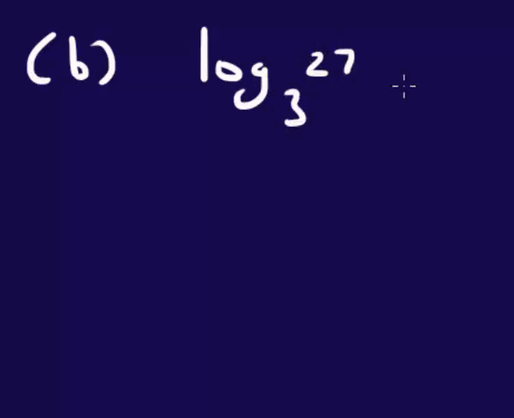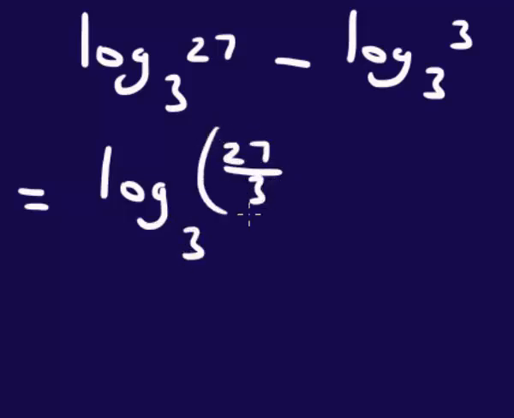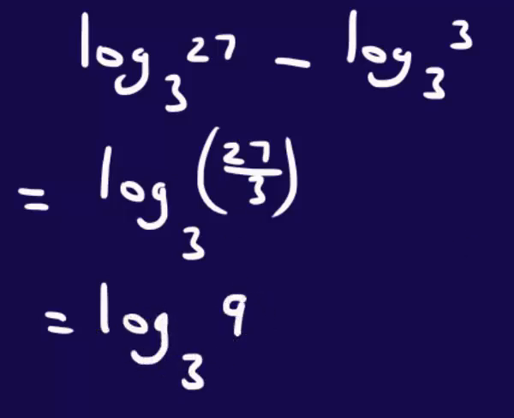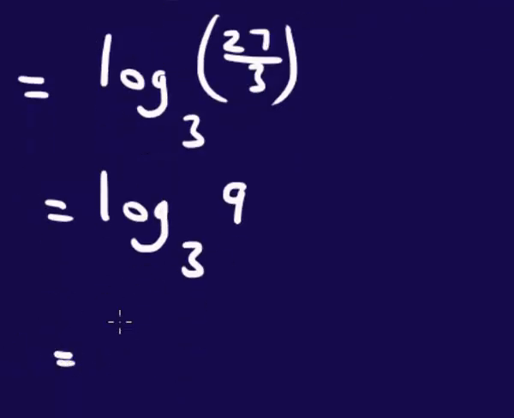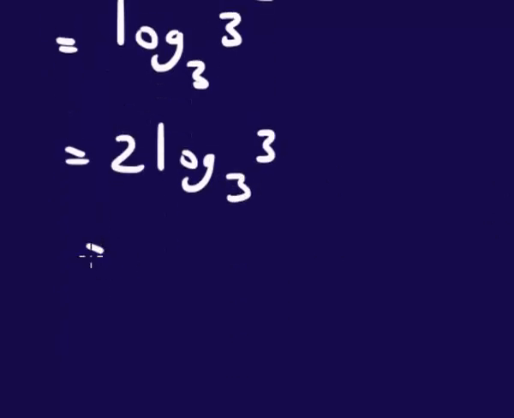If we apply another one, example B here, if I said to you the log of 27 to base 3 subtract the log of 3 to base 3, because the base is the same and we're subtracting, we can write log base 3 and divide the 27 and the 3, which gives me log to base 3 of 9. 27 over 3 is 9. And then look at this. 9 is 3 squared. Bring the 2 down. Log 3 to base 3. And what is log 3 to base 3? It is equal to 1, and once again our answer comes out at 2.